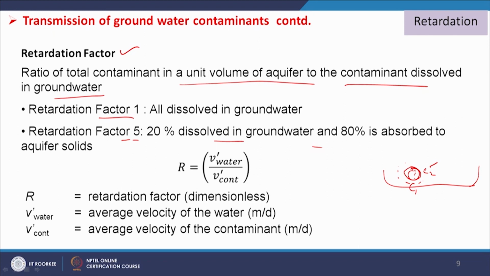So, the availability of the pollutants in the water downstream will be lower, and in this the relation is R equal to V' water by V' contaminant, that is, the velocity of water divided by the velocity of contaminant. So, that way also we can define it. That means, certainly, if the contaminant is captured by the materials, its velocity will be reduced. So, the velocity of water by the velocity of contaminants, this ratio also gives us the R value.